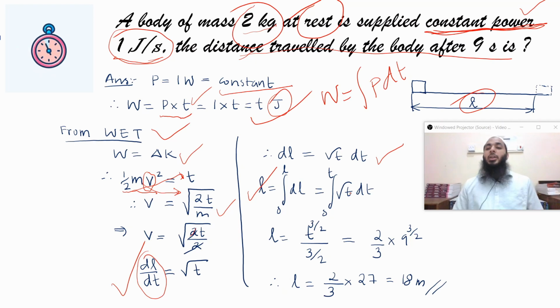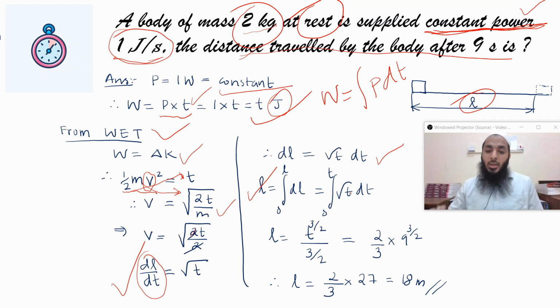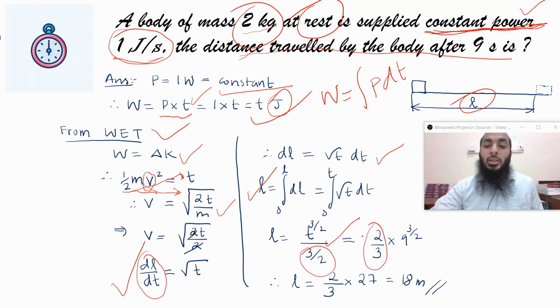Now we know that integral of x raised to n dx is equal to x raised to n plus 1 divided by n plus 1. Here we have t raised to 1 by 2. So the integral will be t raised to 1 by 2 plus 1, which is 3 by 2, divided by 1 by 2 plus 1, which is 3 by 2. So that's what I've written. Total distance traveled is t raised to 3 by 2 divided by 3 by 2. And this 3 by 2, when it goes to the numerator, will become 2 by 3.